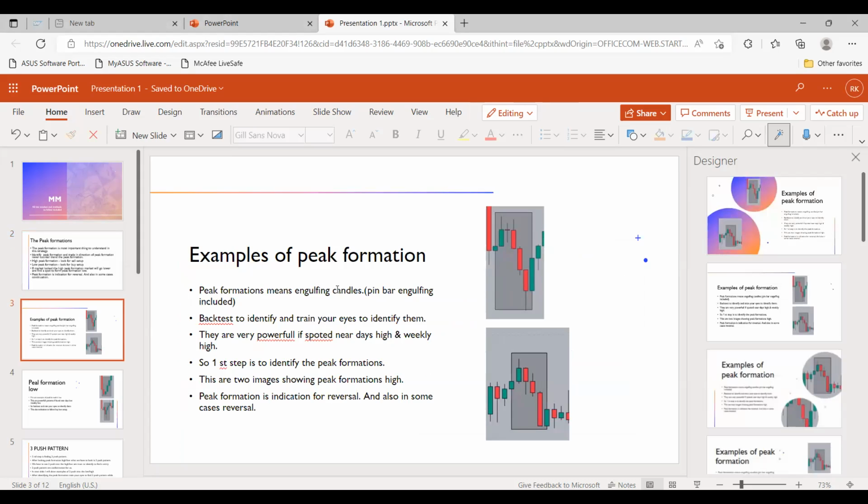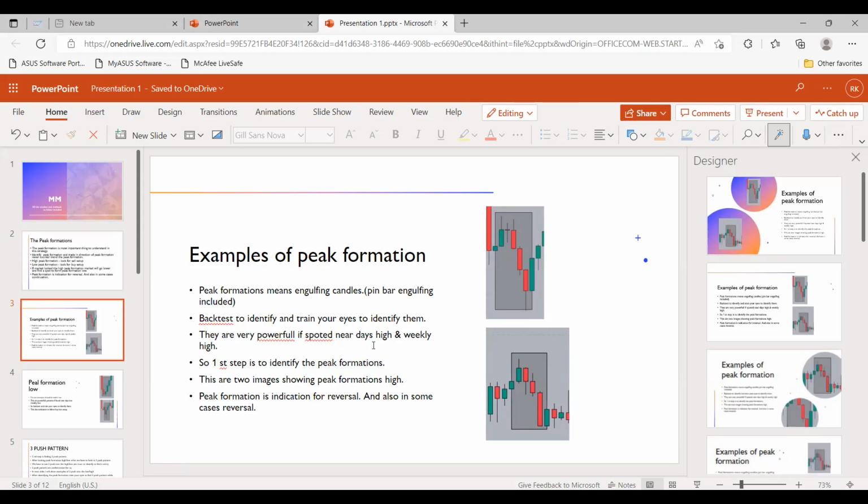Peak formation means the engulfing candles. Pin bar engulfing is included. Here you can also see a bullish engulfing, a morning star pattern, or an engulfing followed by three candles, just like I have inserted pictures here, right? You have to identify those kinds of formations while looking for peak formation. Backtest to train your eyes to identify them. If you are backtesting for the first time, only identify peak formation highs or peak formation lows, right?